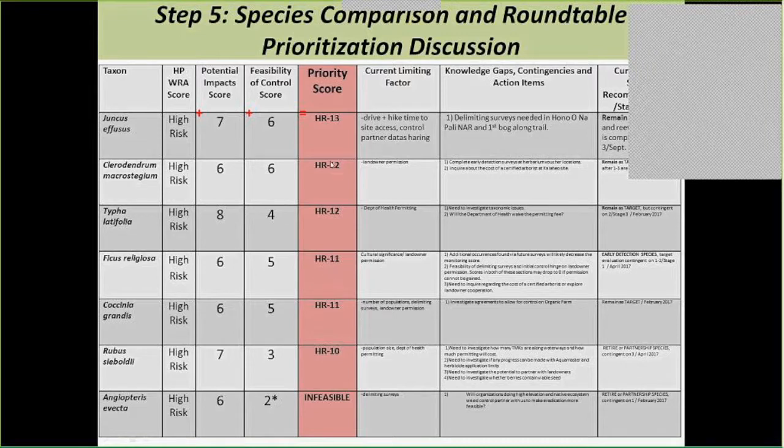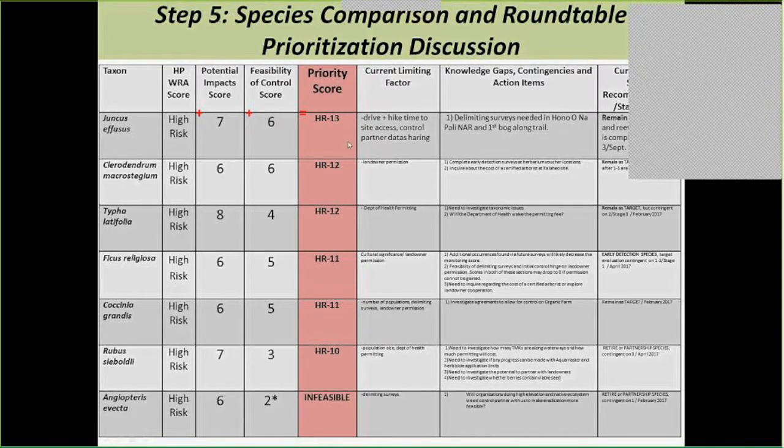In this table, we also discuss, oh, I should say before I move on, if in the feasibility of control score you ever got a 0 in any of the categories, that automatically makes it infeasible. This is an example of ones we started doing for Kauai. This is for Angiopteris evecta, mule's foot fern, and it was determined infeasible because of the amount of time and money it would take to do delimiting surveys.